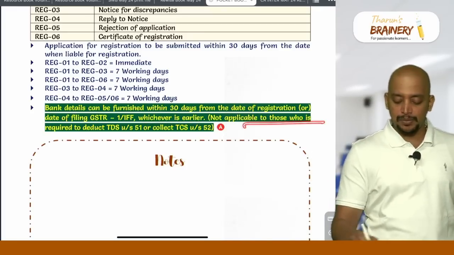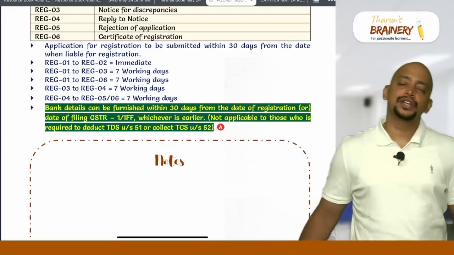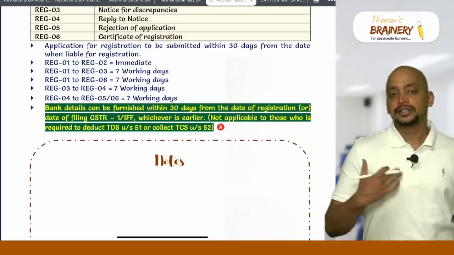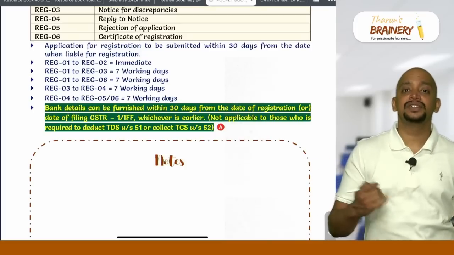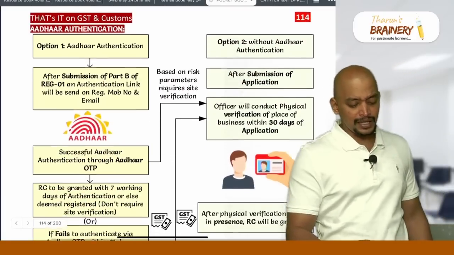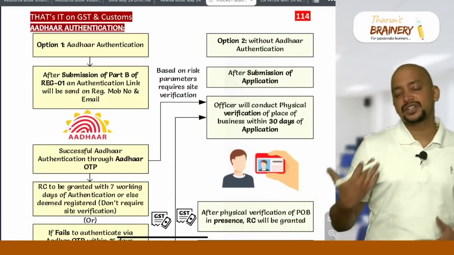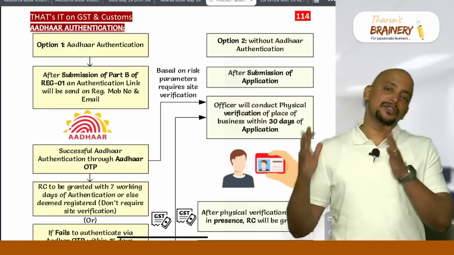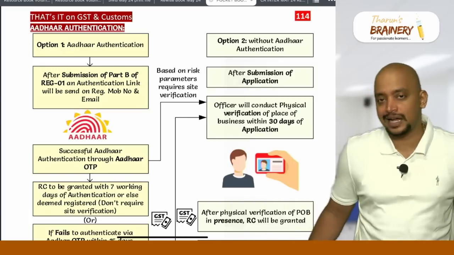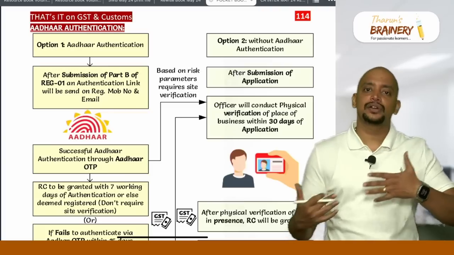This is not applicable to those who are required to deduct TDS or TCS. They need to give the bank details at the time of application for registration itself. If the bank details are not submitted within this time, that is one of the reasons for cancellation of registration. Then Aadhaar authentication is mandatory. At the time of registration it is optional, but after registration we definitely need to obtain and update the Aadhaar number, otherwise the registration granted will become invalid.